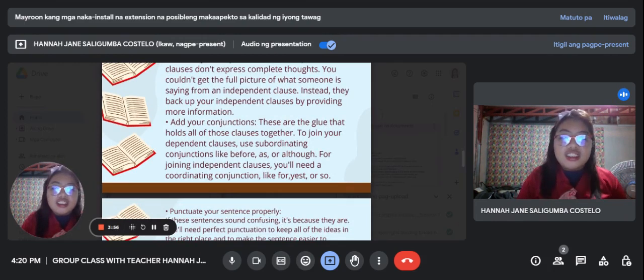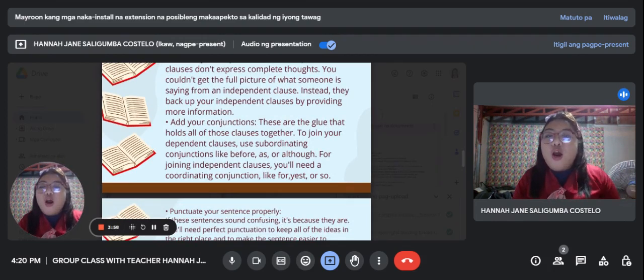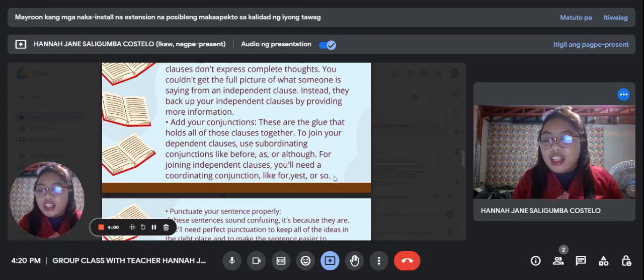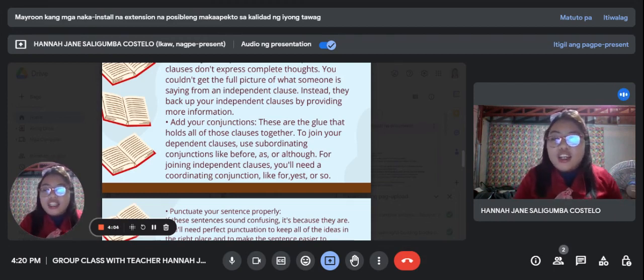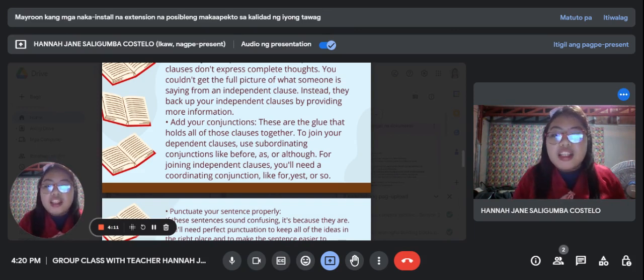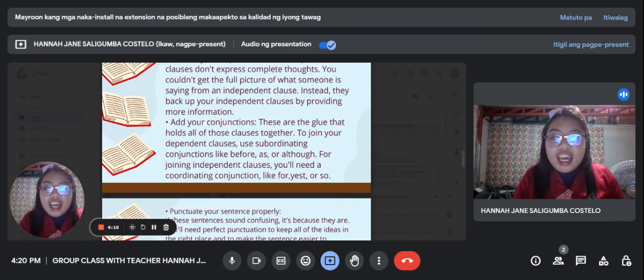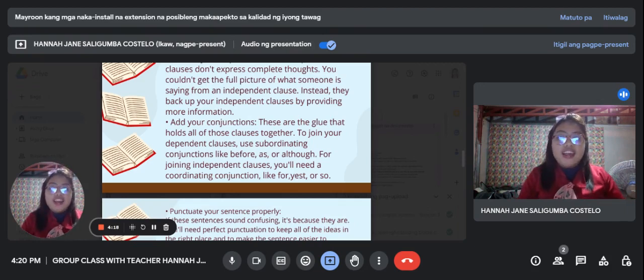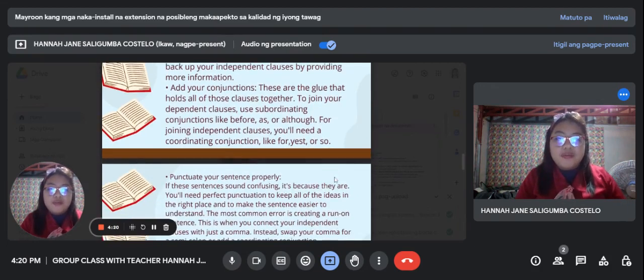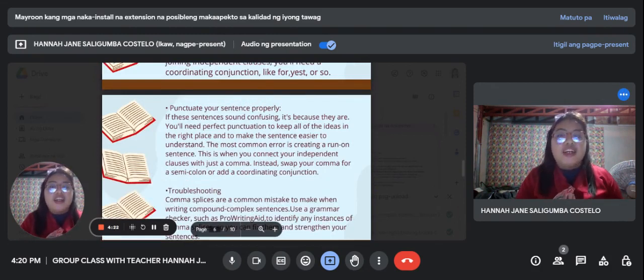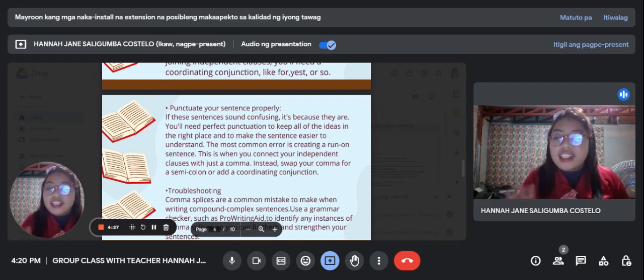Add your conjunctions. These are the glue that holds all of those clauses together. To join your dependent clauses, use subordinating conjunctions like before, as, or although. For joining independent clauses, you'll need a coordinating conjunction like for, yet, or so. It should be yet, okay? It's a typographical error of my secretary, my former student.